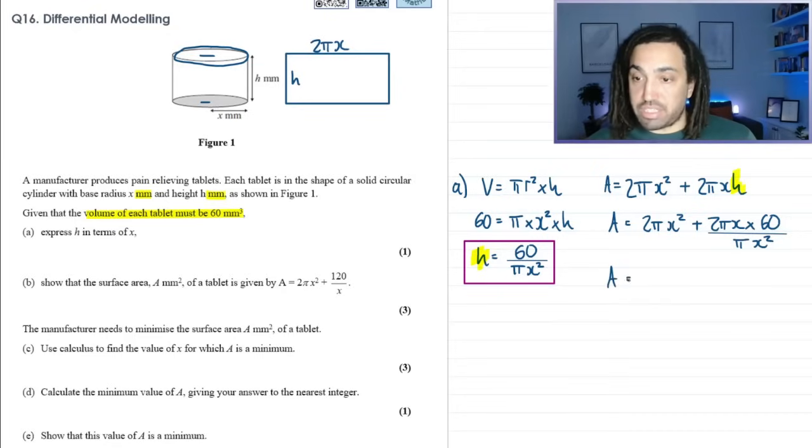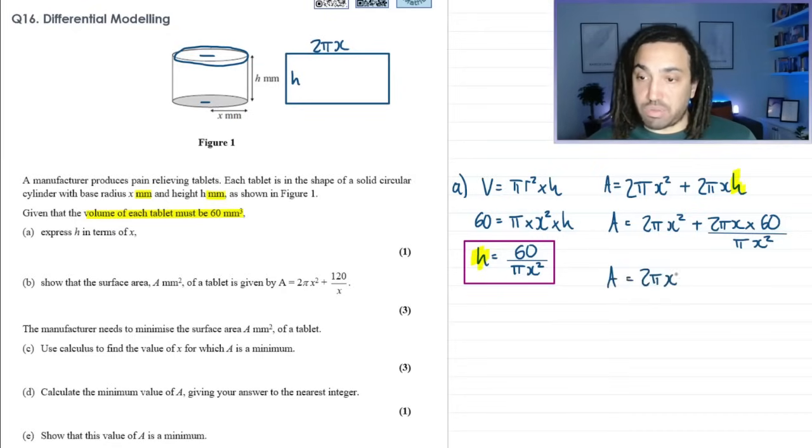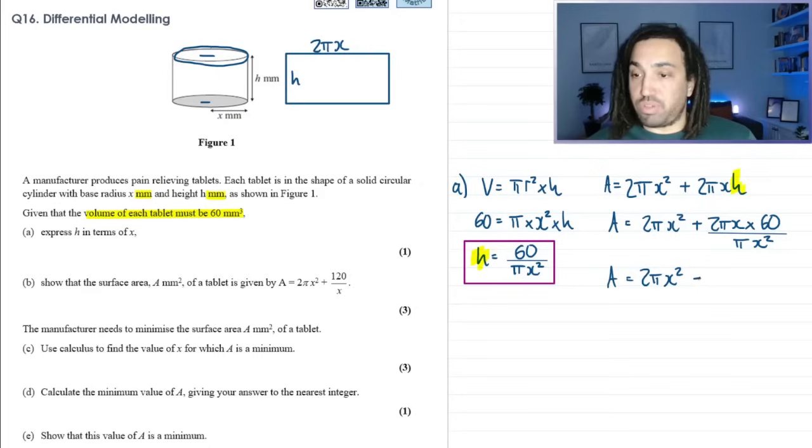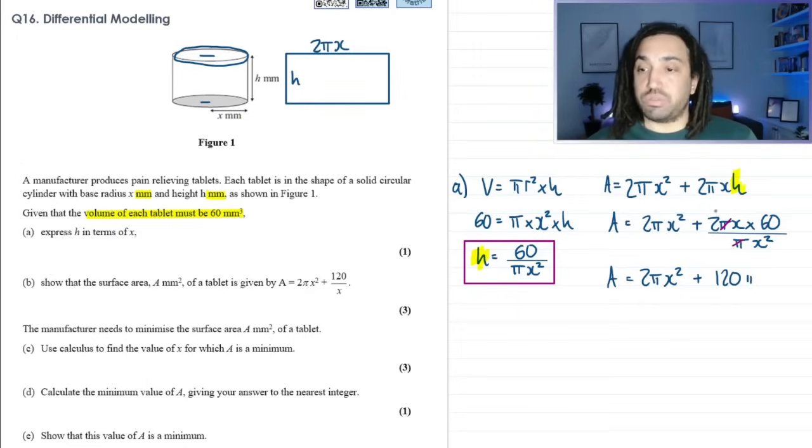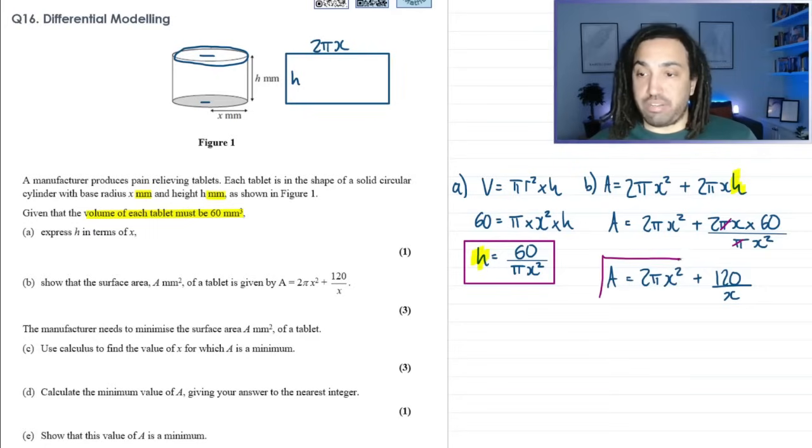So the area is equal to 2 pi x squared, and then on top, 2 times 60 is 120. Times by pi, no, not times by pi, because the pi's will cancel here. And also we're going to cancel out x, which leaves us with just 1x on the bottom. So just 120 over x. Perfect, as required. So that's part B, and there is the area formula.